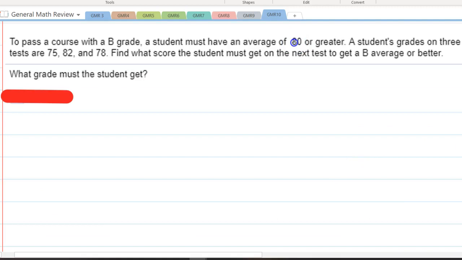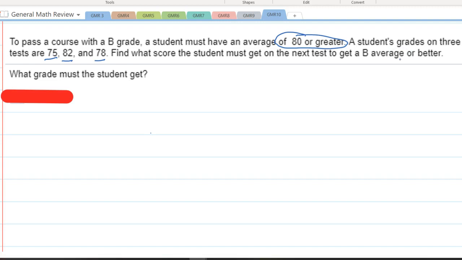And let's finish with a word problem. To pass a course with a B, a student must have an average of 80 or greater. Always mark your key information. They need an average of 80 or greater. A student's grades on the 3 tests were 75, 82, and 78. Find what score the student must get on the next test to get an average of 80 or better.